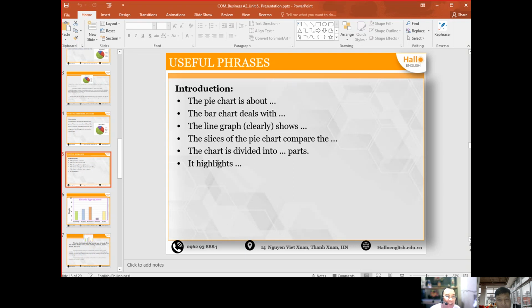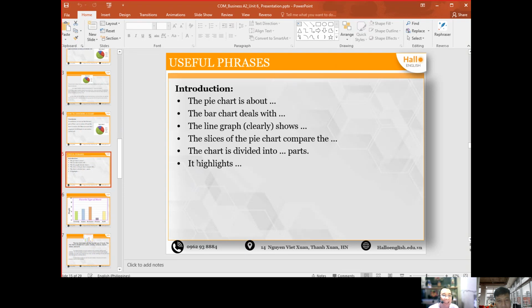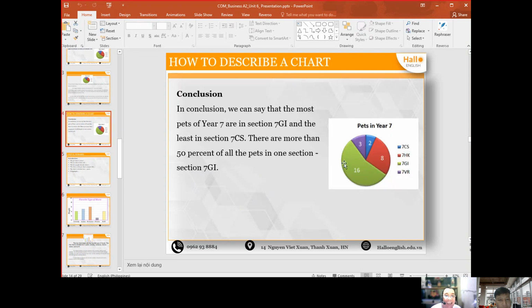Let's say for example the chart is divided into 4 parts. It depends on the given. We can also put another in here, it depends if there would be another given, but in this particular example we have only 4 given slices of the pie chart. Or you can also say it highlights the pets in year 7. So you can also use that.